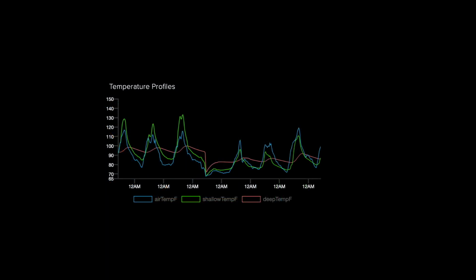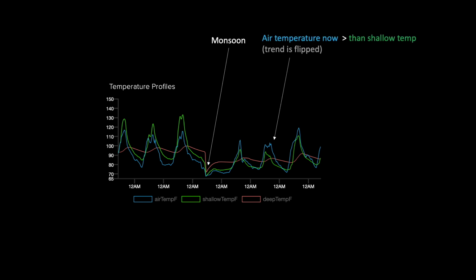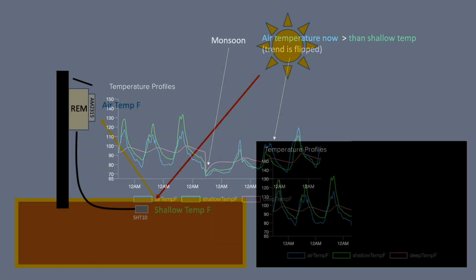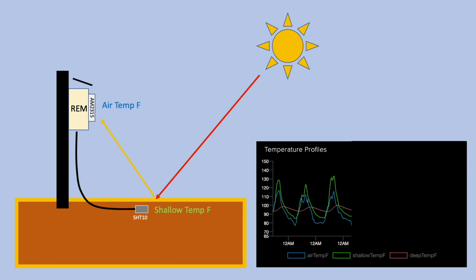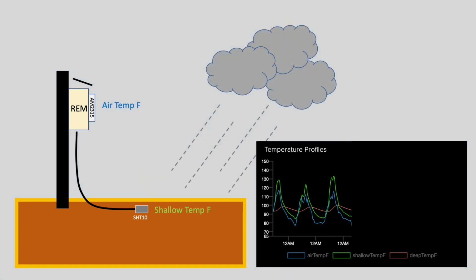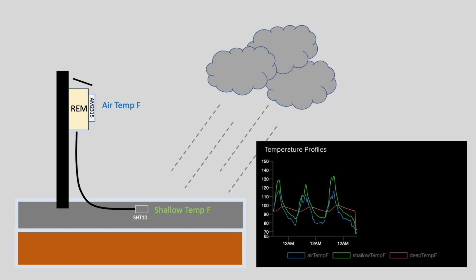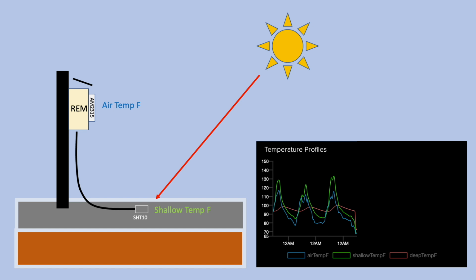Next, we can see the impact that our monsoon has on our temperature profiles. Shortly thereafter, we see that the trend is flipped, with air temperature being higher than shallow soil temperature. In this case, let's return to the conceptual model. When a storm hits, we get some infiltration of moisture at our experimental site. This rain immediately cools both the air and soil temperature profiles, as we can see in the data. When the sun comes back out, that moisture starts to evaporate.